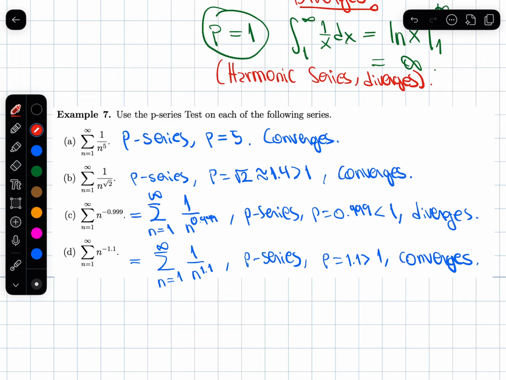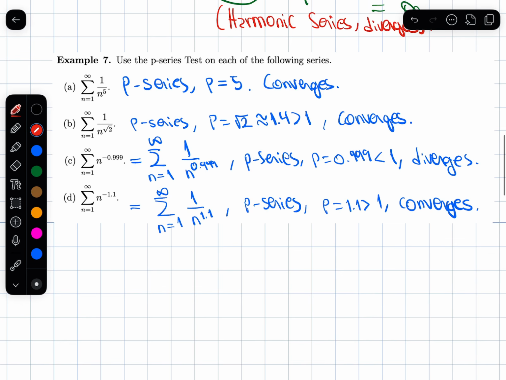So I think this is pretty interesting, and you can solve these examples pretty quickly. This is one of my favorite tests to use because it's so immediate, so clear. I can immediately tell that a series converges if I see that it is a p-series, or if it diverges, right? Because I can tell by the p value. Now, I told you just now that 1 over n is a p-series, the harmonic series is a p-series, and that it diverges.